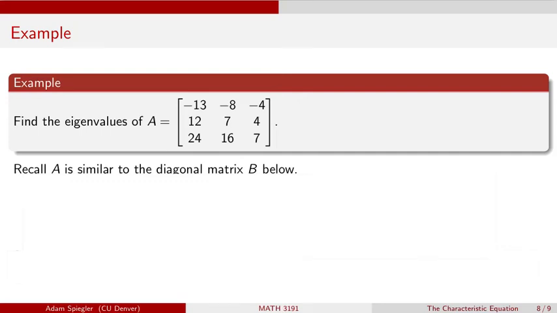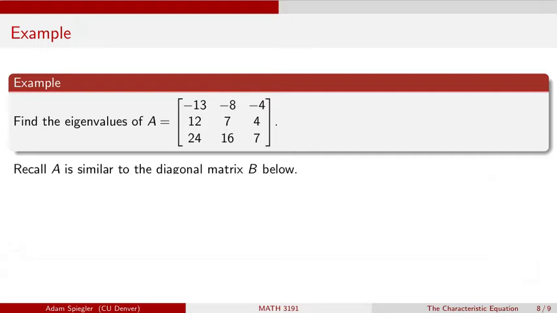Okay, welcome everyone. So we have defined what it means for two matrices A and B to be similar. And then we've proven a really nice theorem that if two matrices are similar, then they have the same characteristic polynomial, thus they have the same characteristic equation, thus they have the same eigenvalues.